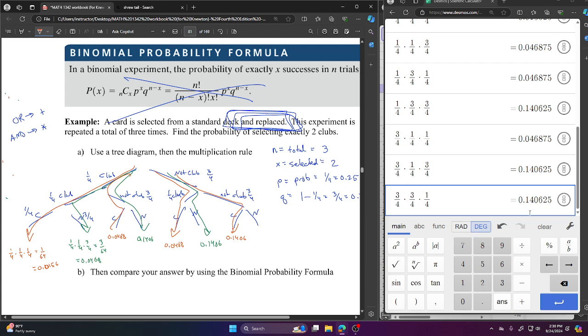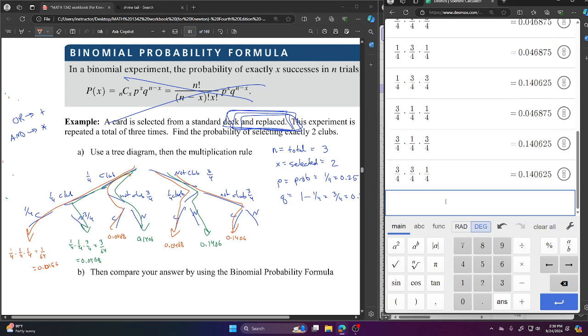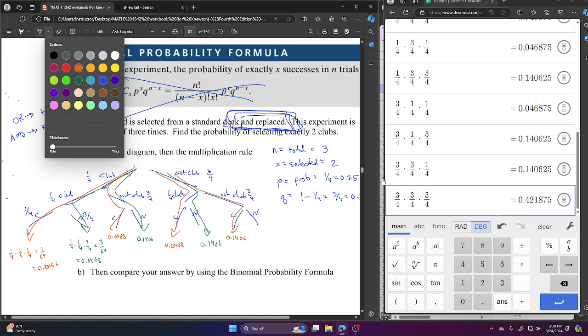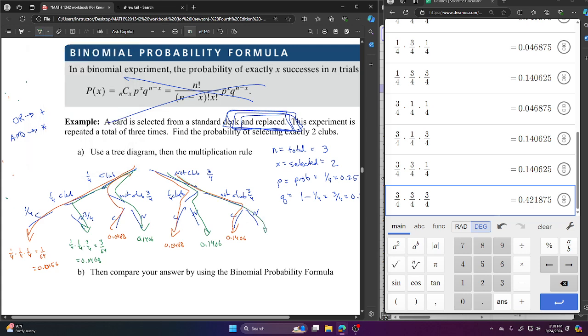0.0406. We're so close to the end. 3/4 times 3/4 times 3/4. Last one. Here we are. 0.4218. That's close enough. Okay. Whew. Now, let's use a different color.